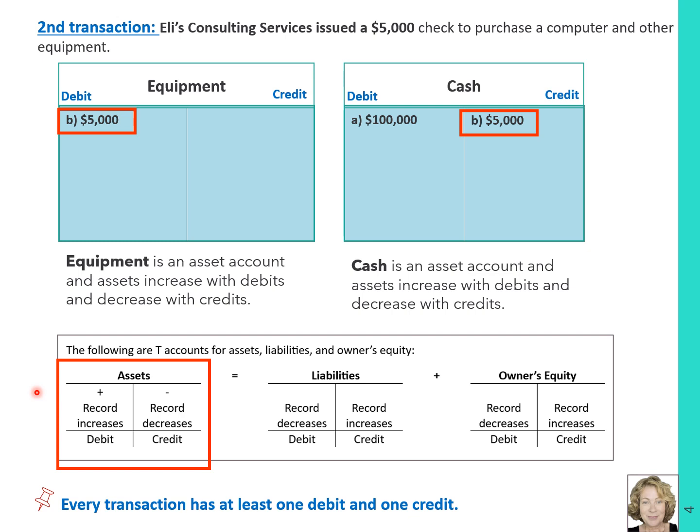So for this transaction, the equipment account increases. That means we increase the equipment on the left side with a debit of $5,000. Cash decreased. Cash is an asset, and assets decrease with credits on the right side. So we'll write $5,000 onto the right side of the cash account.